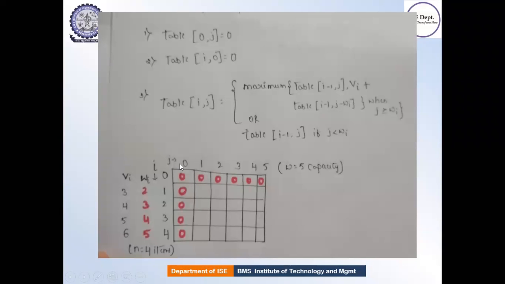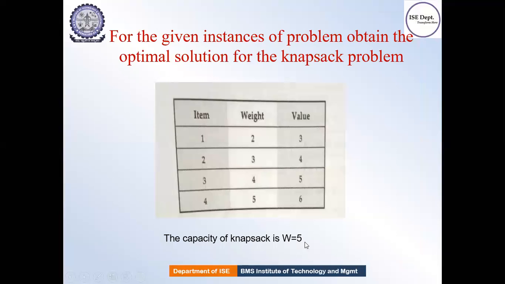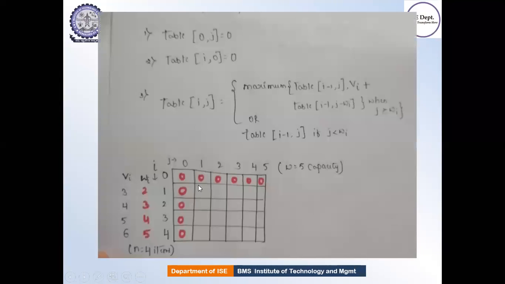Let it start with 1, 2, 3, 4, and 5, and here 0 to 4. Just remember this is for the number of items, the objects, and this is for the capacity. What did they tell here? The capacity of the bag is 5, correct? So the capacity of the bag is given as 5, but I should have 6 columns here, starting with 0.